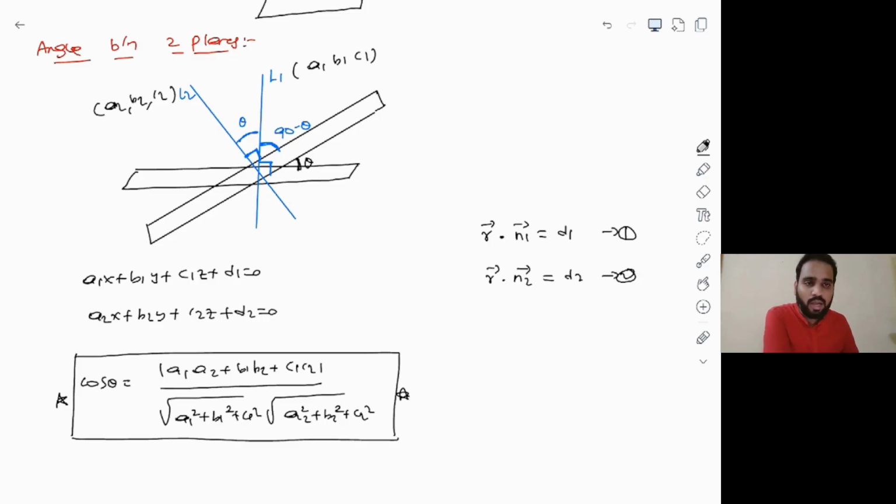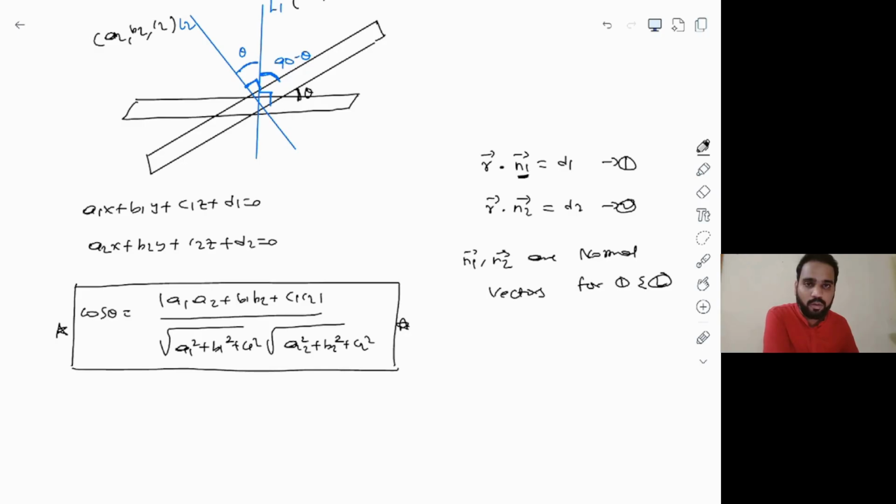Now, if I want to find out the angle between these two planes, once again, what did I just tell you? This n1 bar in the first equation is nothing but what? Normal vector, right? So let me mention that if you want. I can say that n1 bar, n2 bar are normal vectors for the plane 1 and 2 respectively. And once again, just now I told you, if you want to find out the angle between the planes, you just need to find out the angle between their normals. So here n1 bar and n2 bar are the normal vectors.